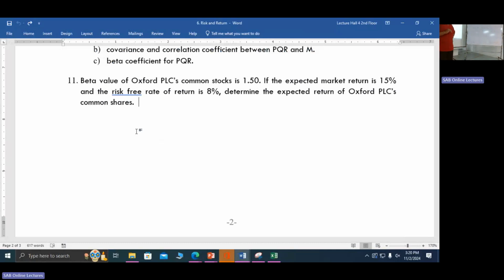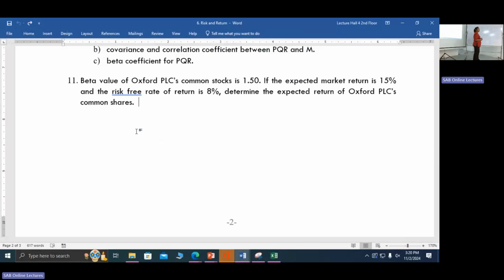18.5. Now here also you can observe that for this Oxford PLC, the investors' required rate of return is greater than the market return because of the high systematic risk, because the beta is 1.5.